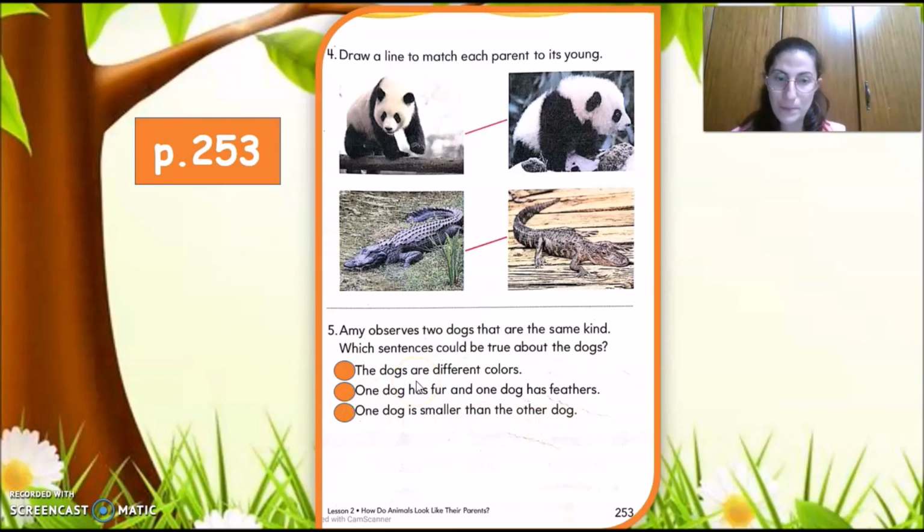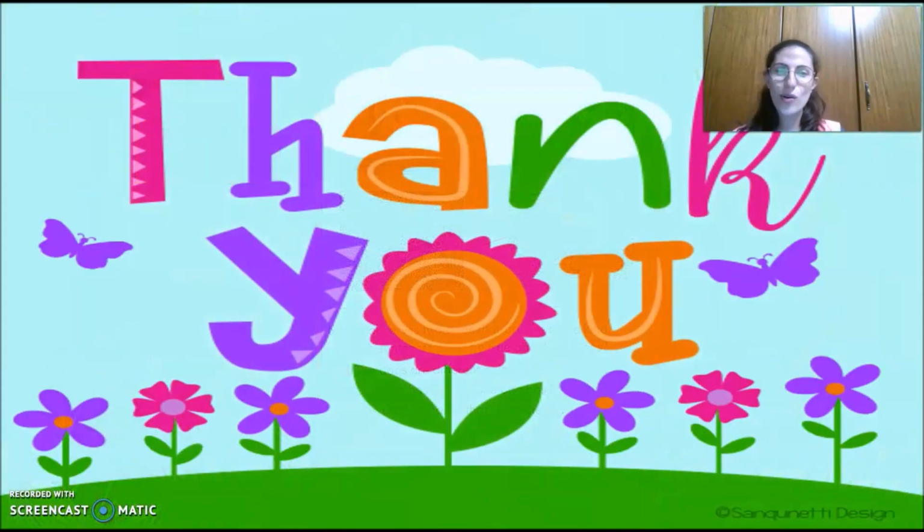So of course, what do you guys think? It is true. It is A. The dogs are different colors, of course, because they could be the same kind but different colors. Of course it is not B, because one dog has fur and one dog has feathers. It is impossible. We know that dogs, the same kind of animals, share the same kind of body coverings, and we know that dogs are covered with fur, not with feathers. So B is incorrect. C, one dog is smaller than the other dog. It could be, of course. Why? Because we said that the same kind of animals might have different sizes. Clear? So it is A and C. That's all. Thank you.